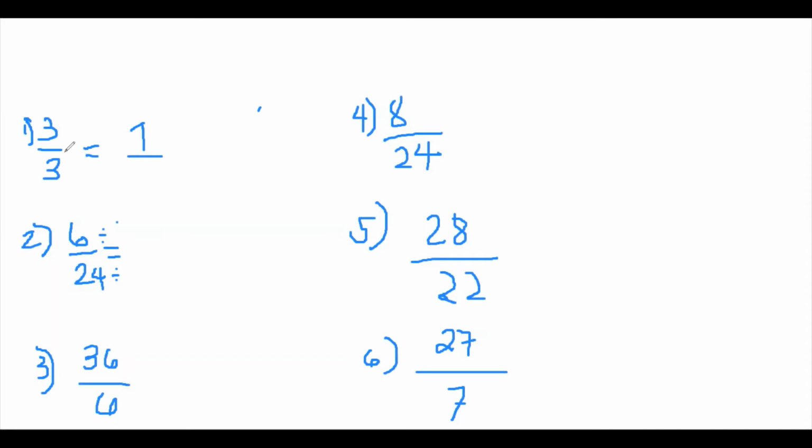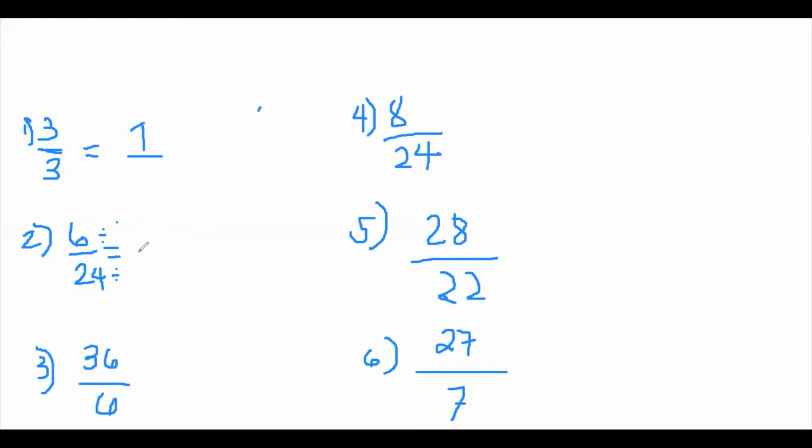Because anything that you divide by itself is always equal to 1. Okay, don't forget that. I've already explained it to you in our previous video. So here, another meaning of the line bar is division. So we have 3 over 3, or 3 divided by 3.